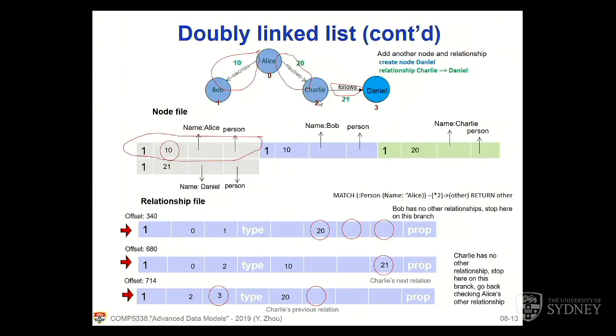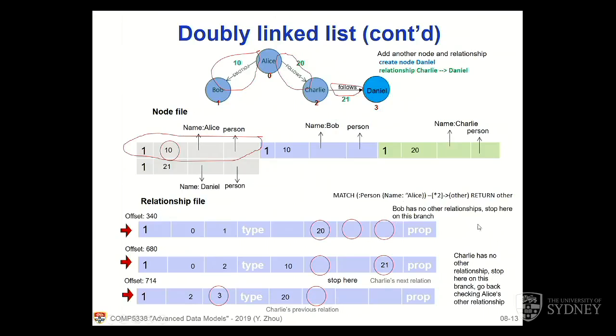But that doesn't mean we stop searching for results, because Alice may have others. If Alice has followed someone else, we should check that as well. So we go back to Alice and check here to see if Alice has any other relationship. That's Alice previous, and that's Alice next. So Alice doesn't have anything. We're already at the last one of Alice, and then we stop here. So this is the only result. Alice is the starting point, and we don't need to explore any further.